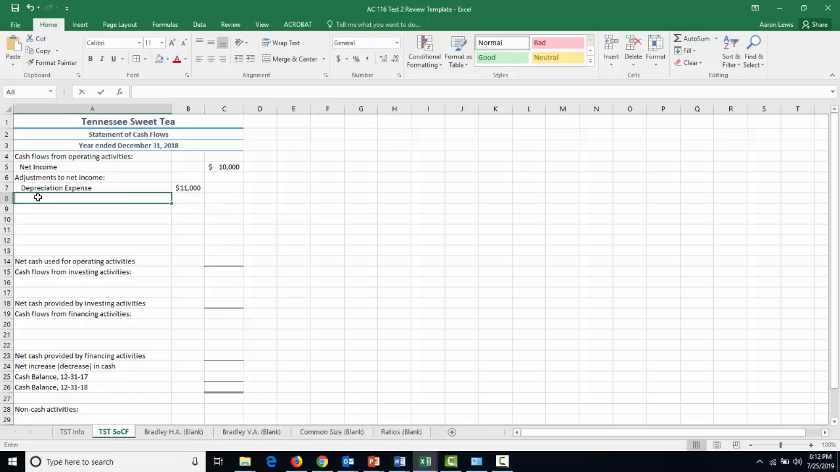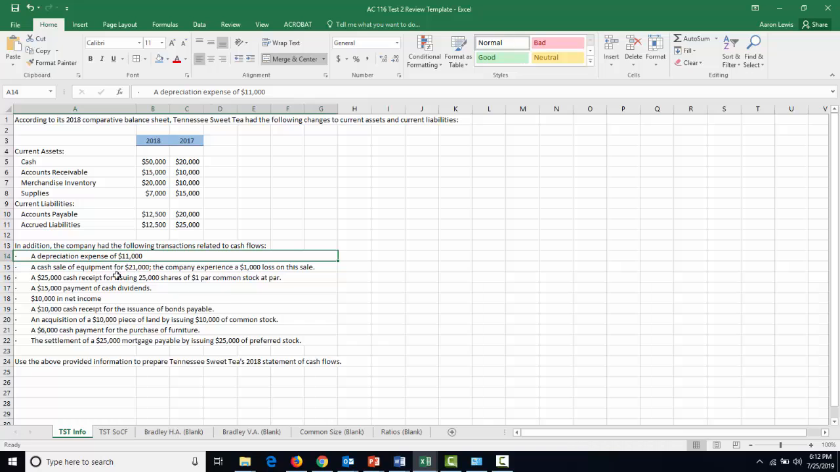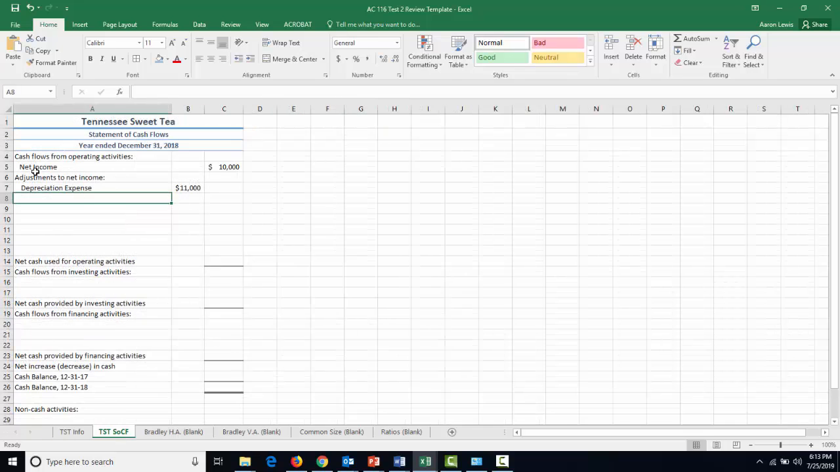The second step that I like is to look for any gains or losses. So let's go to our info sheet. And on our info sheet, we see right here in the second bullet down that they sold equipment. And when they sold this equipment, they experienced, let me fix my typo over here because I'm professional like that, a $1,000 loss on the sale. So we can go to our statement of cash flows and throw it in here. We had a loss on sale of equipment.